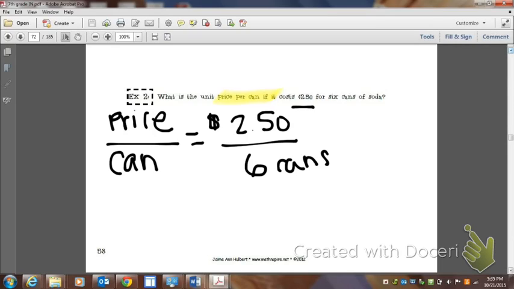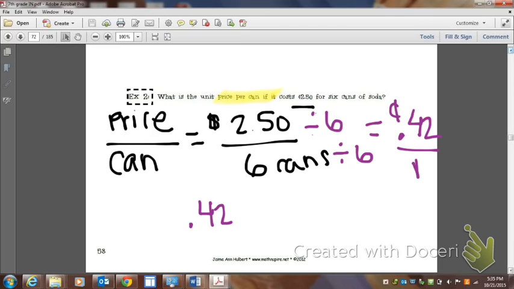And now I want to make my denominator 1. I want to find my unit rate, which is comparing to 1, so I want to make my denominator 1. I'm going to do that by dividing the top and bottom by 6. So $2.50 divided by 6 is approximately 42 cents. And, of course, 6 divided by 6 is 1. So I found my unit rate, which is 42 cents per can.